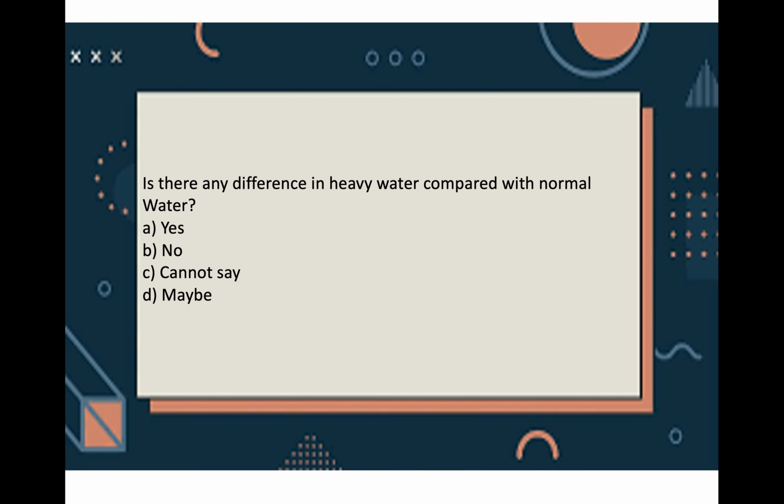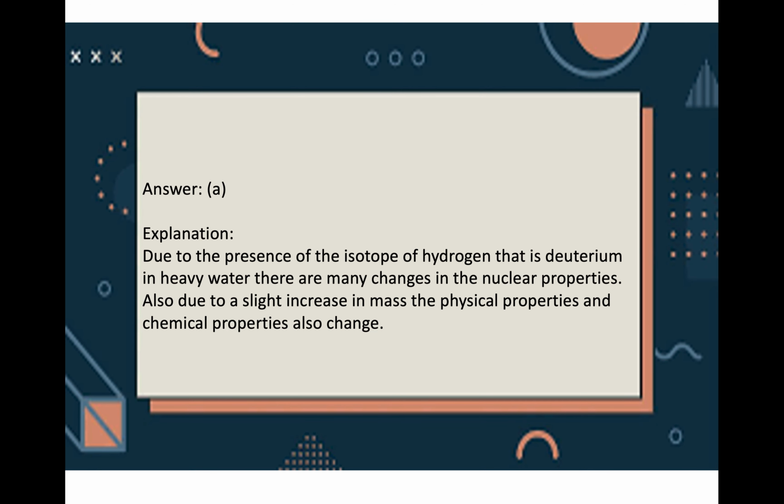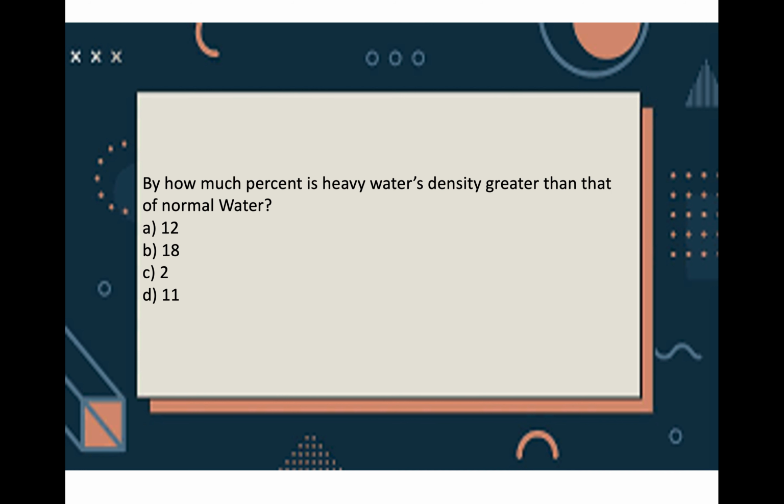Now, is there any difference between heavy water compared with normal water? Are they both the same or different? So what is the answer? It is different, because of the presence of the heavy isotope of hydrogen, which is deuterium, in heavy water. So many changes will come in nuclear properties, and a slight increase in mass; physical properties and chemical properties also will change.